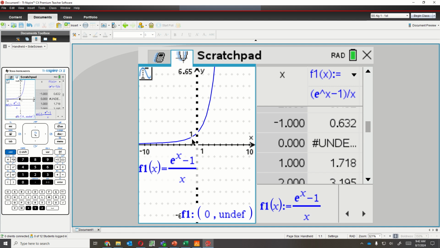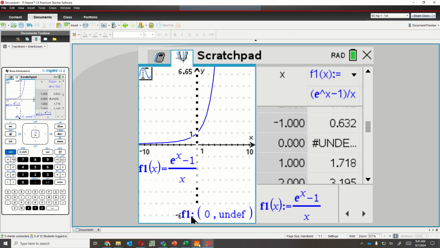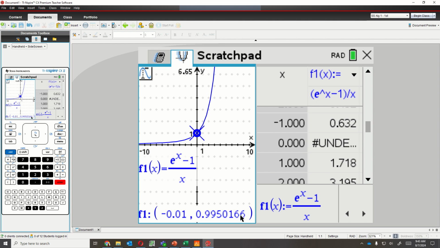Okay, we know at 0 it's undefined, so the numbers I was using was it on the negative 0.01? So negative 0.01. Put in my numbers. Keep going. Negative 0.001. Negative 0.0001. So it's getting really, really, really close.